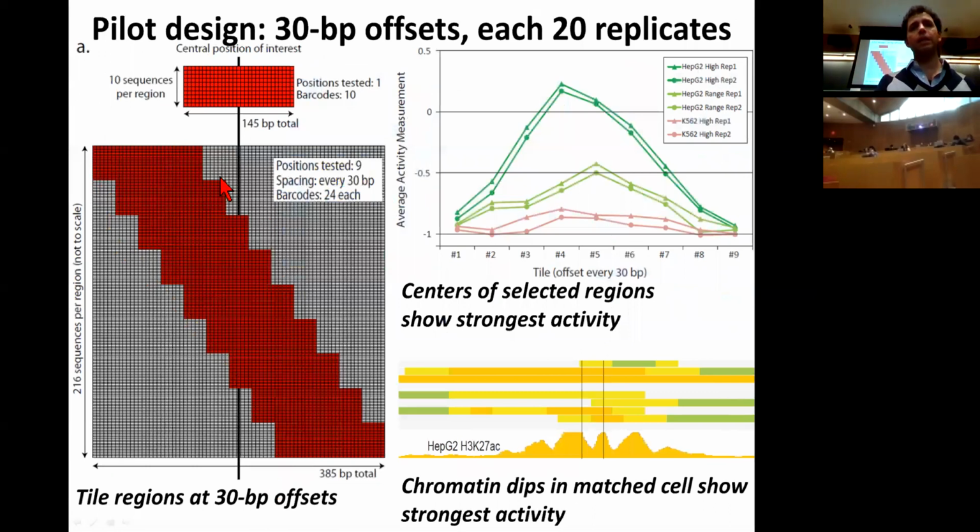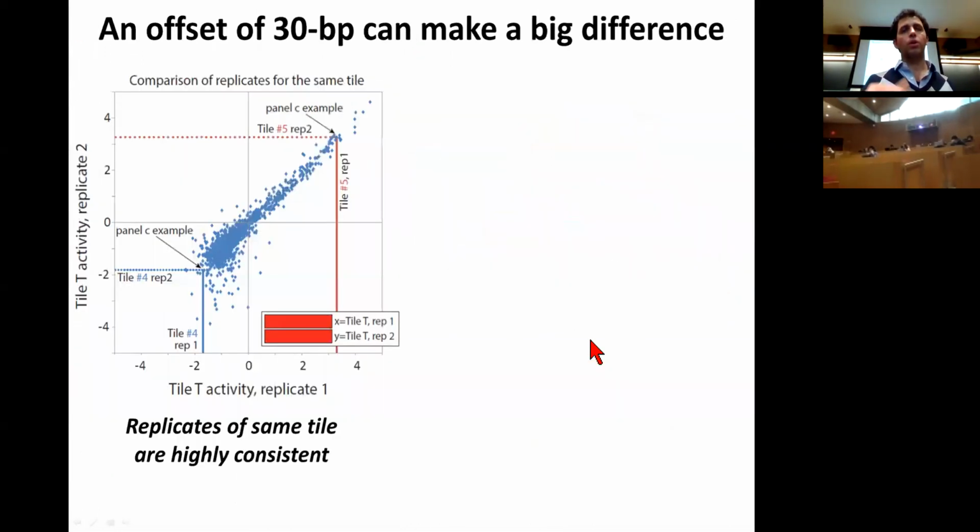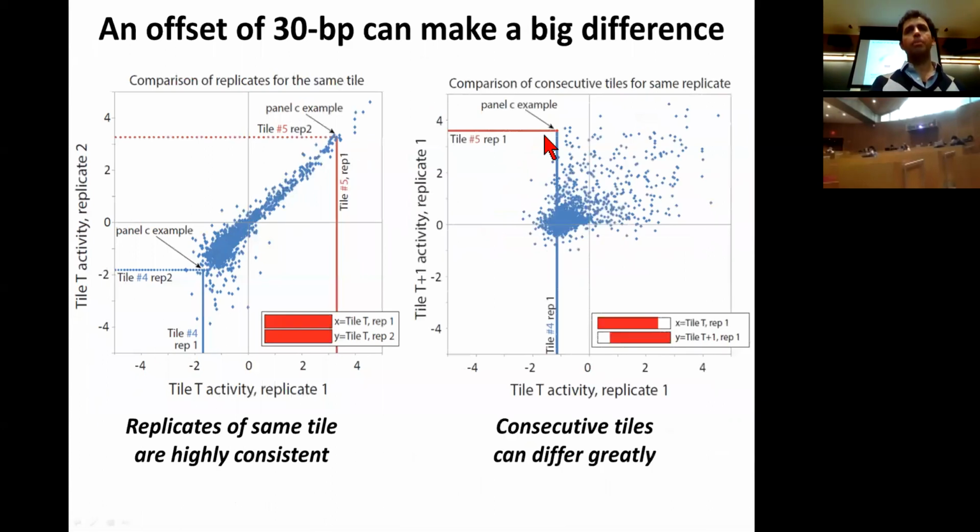And what we found is that indeed, as you got closer to where we thought the signal was coming from, the activity became stronger in the matched cell type, but not in the non-matched cell type. And this was reproducible between replicates. This was a very strong agreement. But by offsetting even by one 30 base pair chunk, we saw that there were in fact very strong effects. So this is testing the exact same tile. This is testing consecutive tiles, 30 base pairs apart. And you can see that indeed we can have a dramatic difference, probably driven by these regions here in white that are distinct between these elements.